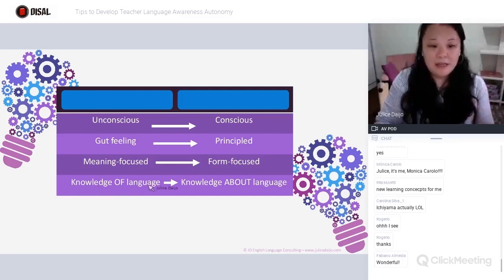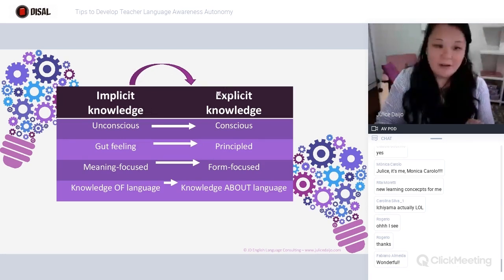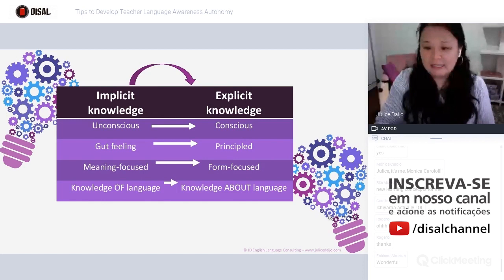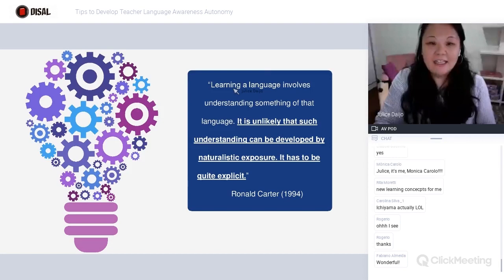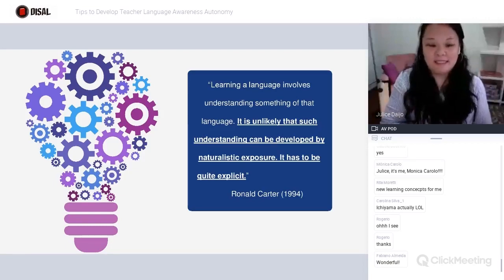Or, like the authors said, knowledge of language becomes knowledge about language. In other words, implicit knowledge becomes explicit knowledge. So there you go. Language awareness is when you have the awareness that you have to make your implicit knowledge become explicit. There's something really nice that Ronald Carter said. He's one of my favorites, along with McCarthy. He said here, learning a language involves understanding something of that language. It is unlikely that such understanding can be developed by naturalistic exposure. It has to be quite explicit.